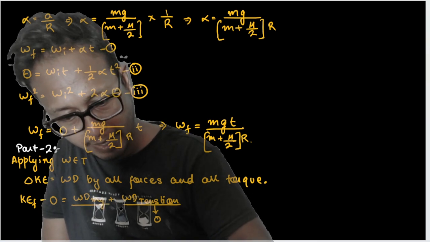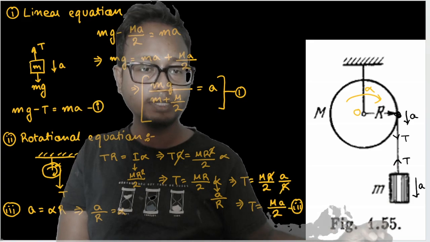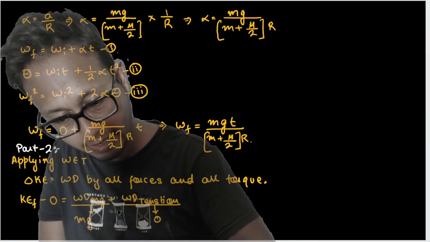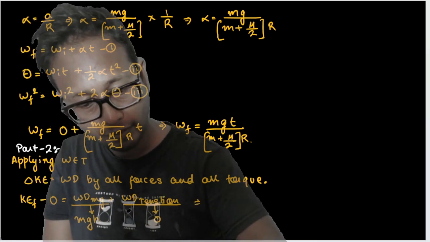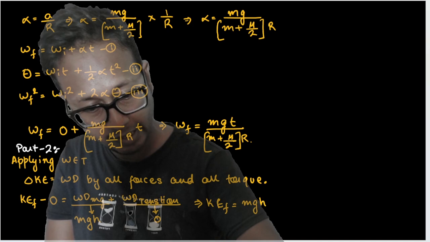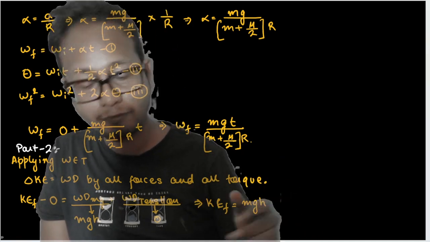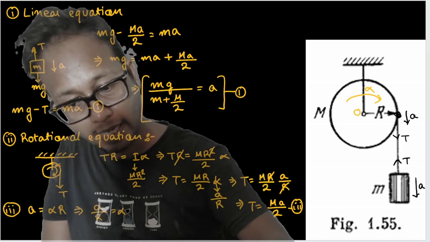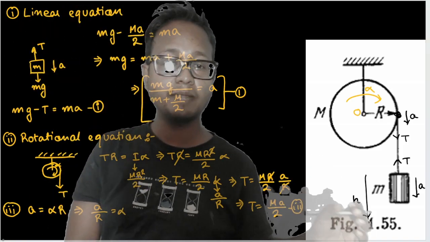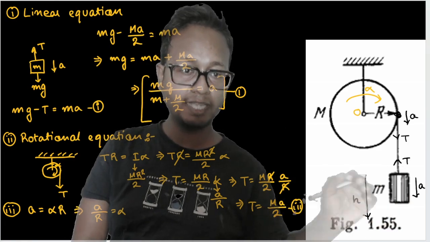Work done by gravity force. Work done by gravity force is how much? mg into displacement, or mg into h. I don't know the displacement. So final kinetic energy is equal to mgh. Fair and fine. Now the problem is I must figure out this height h, or distance traveled by this block, as a function of time t. That means what is the time taken by this block to move distance h downward.